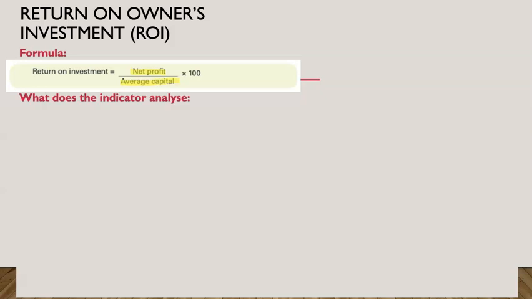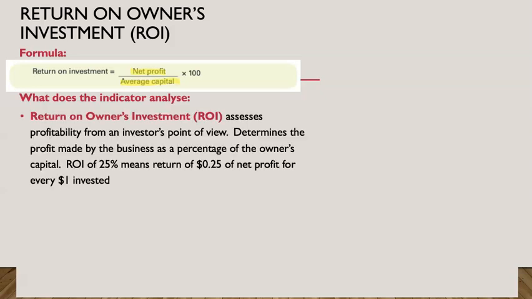What does this indicator analyze? It is telling us the profitability from an investor's point of view. It determines the profit made by the business as a percentage of the owner's capital. So examples are always good. A return on investment of 25% means a return of $0.25 or 25 cents of net profit for each $1 invested. If the business owner invests $1, they are going to get a return of 25% or 25 cents. And that sounds pretty good.